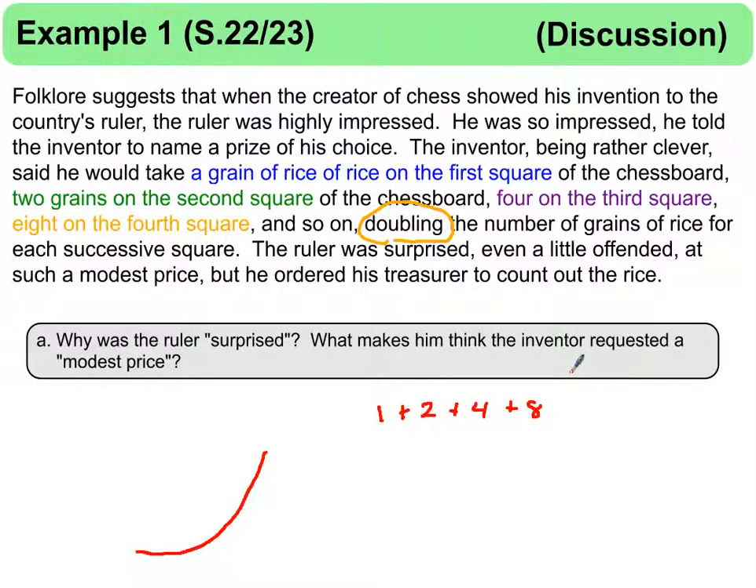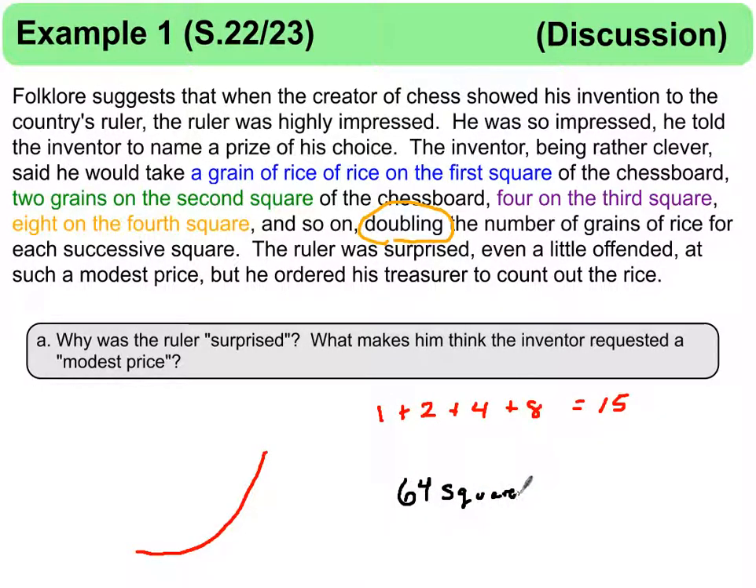And so when you think about that, the 1 plus the 2 is the 3, plus the 4 is the 7, plus the 8 is a modest amount, only 15 grains of rice. That's going through the fourth square. Now, it's important to note, some students may not know this, and this is illustrated on the next slide, that there are 64 squares on a chessboard.